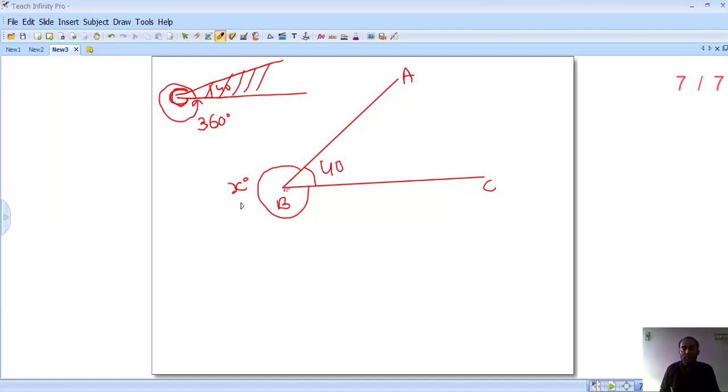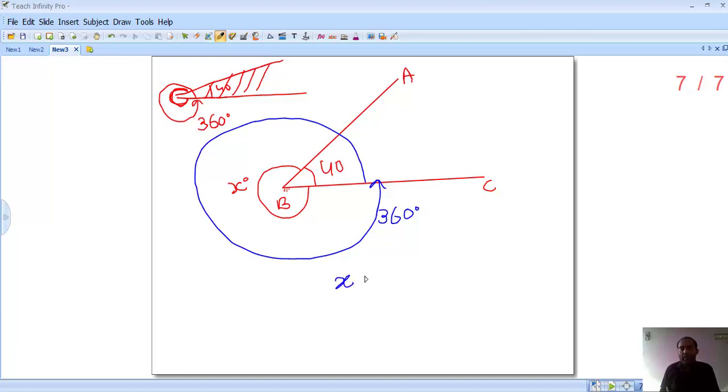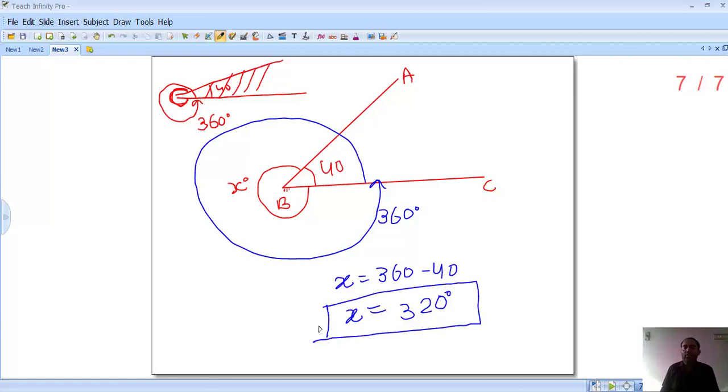So this is a simple question. How much is this complete angle? This complete angle is 360 degrees. Very simple. And you want to find out angle X. Angle X is 360 minus 40, and that is 320 degrees. So this angle X, this outside angle, is 320 degrees. Very simple question. Let's move on to the next question.